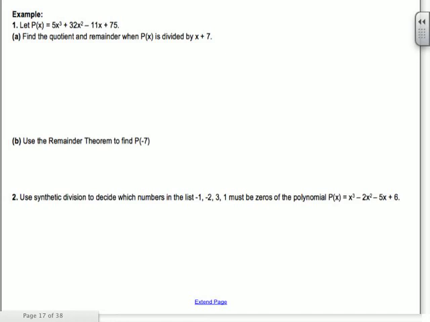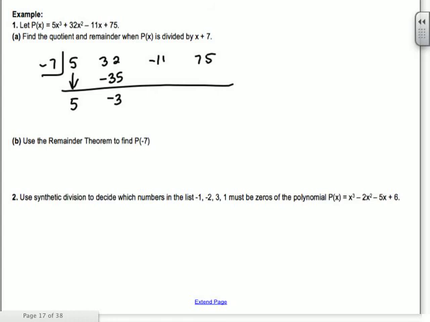So number 1, it says, let p of x equal 5x cubed plus 32x squared minus 11x plus 75. So find the quotient and remainder when p of x is divided by x plus 7. So I have 5, 32, negative 11, 75. And you're going to divide by x plus 7, so you're going to put negative 7 in the backward L. Drop the first term. So you have negative 7 times 5 is negative 35. Add straight down, you get negative 3. Negative 7 times negative 3 is 21. Add straight down, you get 10. Negative 7 times 10 is negative 70. Add straight down, you get 5.